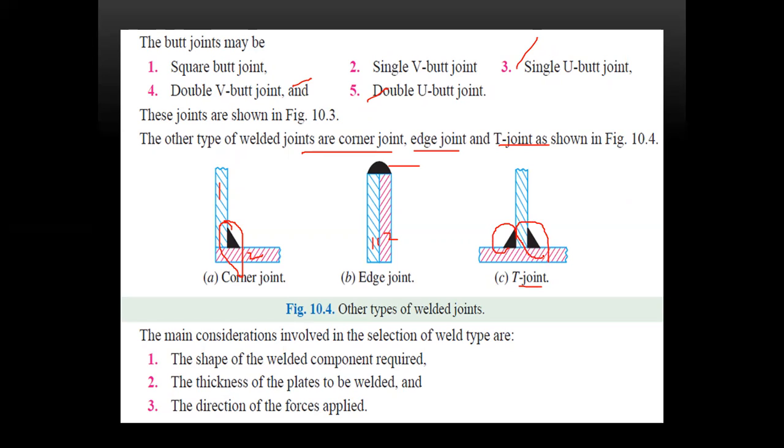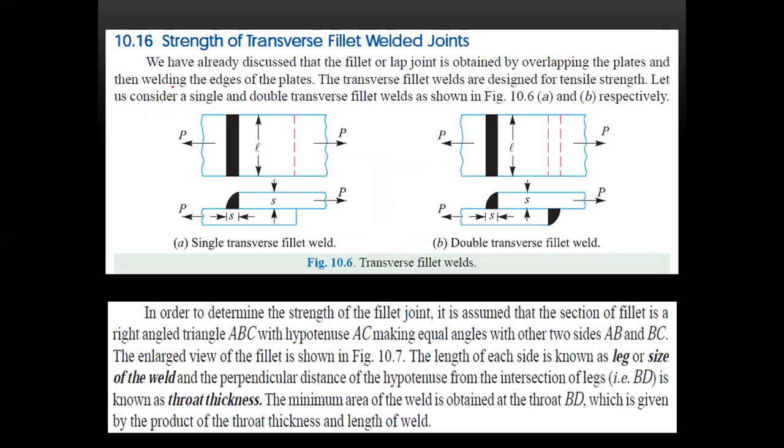The main considerations involved in the selection of the welding type are the shape of the welded component, right? Next, the thickness of the plates that can be welded. The direction of the forces applied. Next, the strength of transverse fillet welded joint.